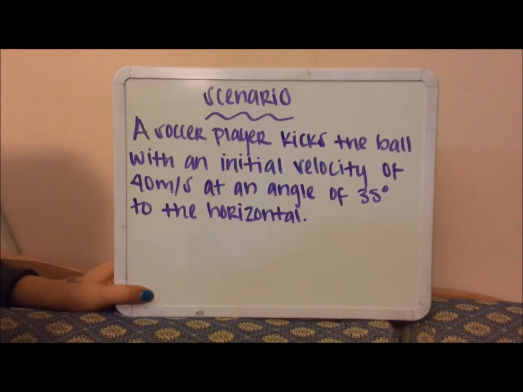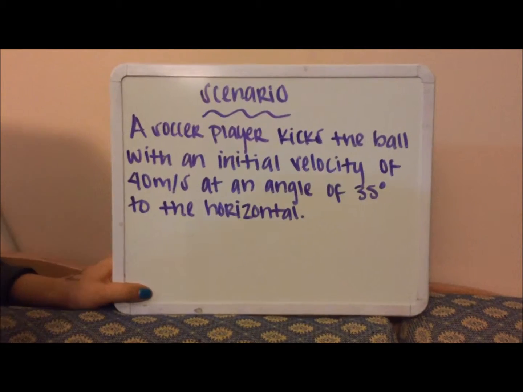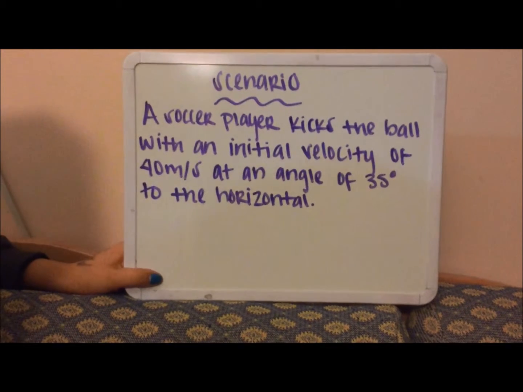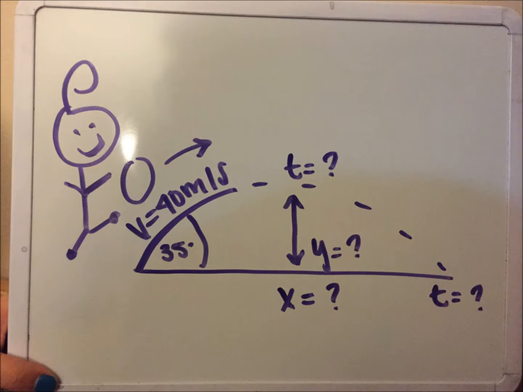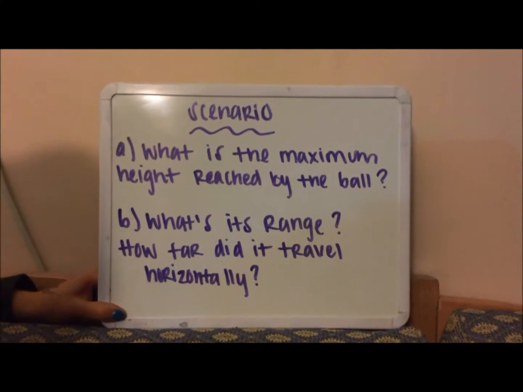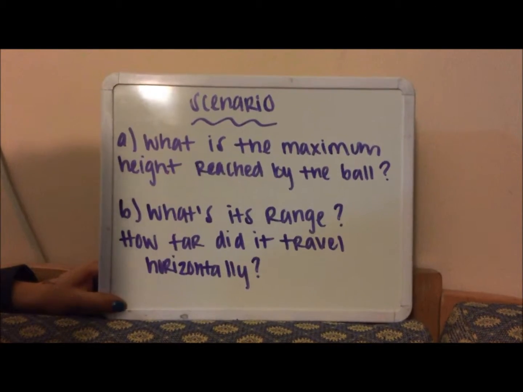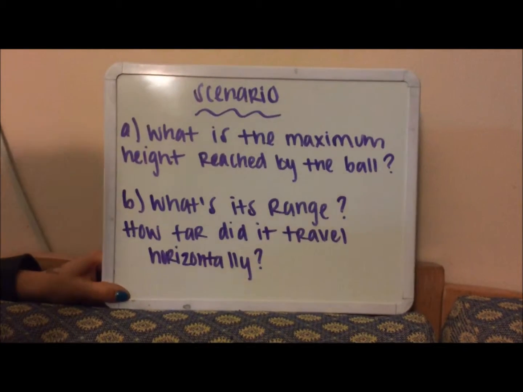For the scenario, a soccer player kicks the ball with an initial velocity of 40 meters per second at an angle of 35 degrees to the horizontal. For part A, you need to find the maximum height reached by the ball, and for part B, you need to find its range and how far it traveled horizontally.